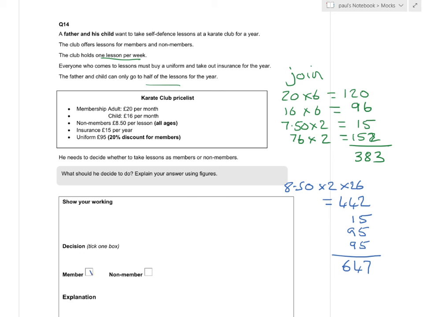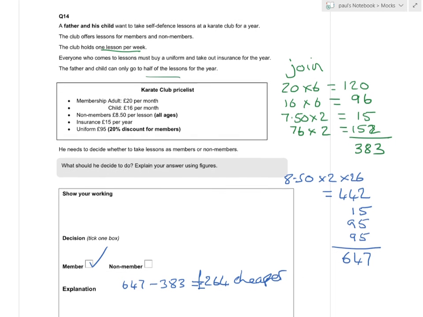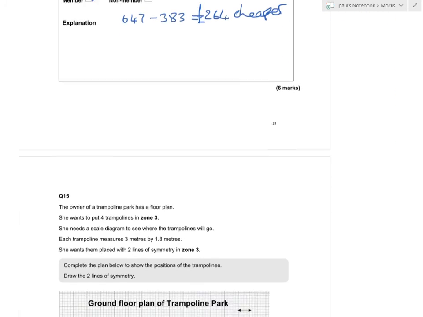Decision: be a member, yeah? So 647 take away 383 equals £264 cheaper. Okay, what are we doing now?